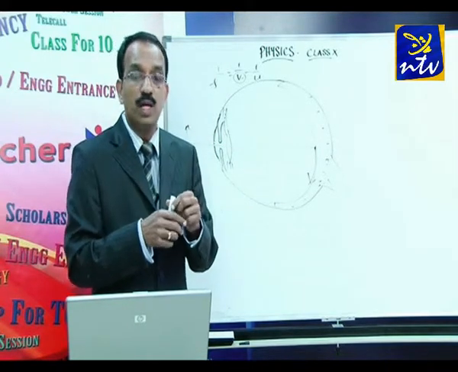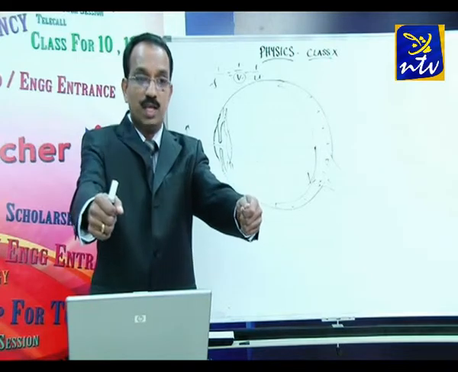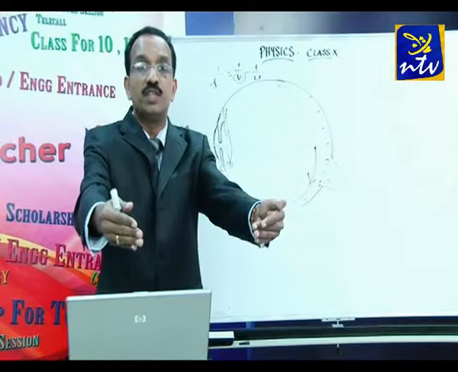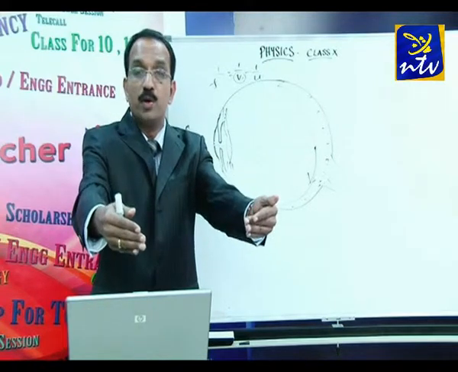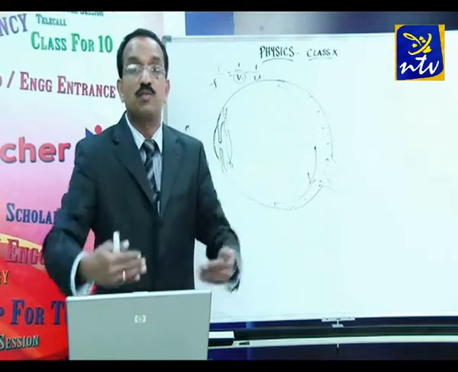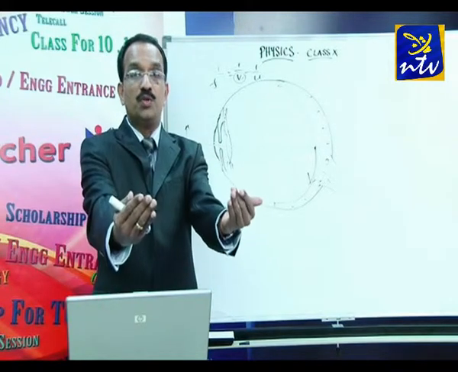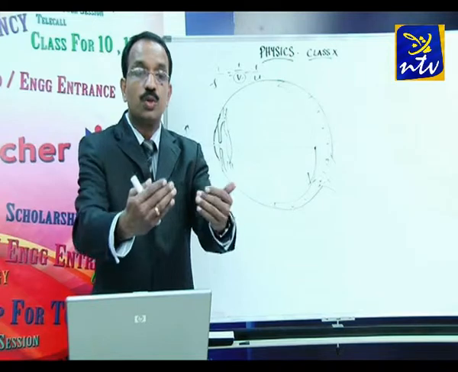Otherwise, if you want to read a book, you will have to keep it at a distance. Your near point is shifted further. What is the normal near point, or what you call the least distance for distinct vision, for a normal person? It is 25 centimeters, right. So, it will be more than that.